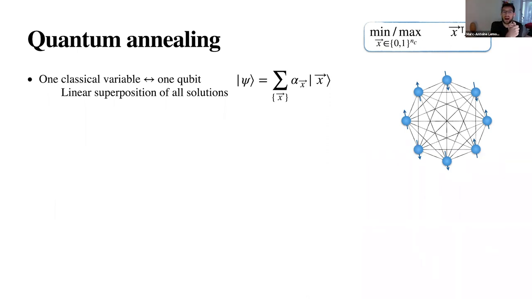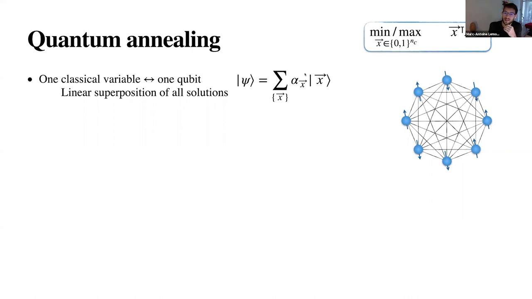So the idea is that in the general approaches, you map every single classical variable on a single qubit. Each classical variable becomes a qubit, and if you do that, your quantum state can be written as a linear superposition of all the possible classical solutions. Here, the n symbol of x represents all the 2 to the nc possible solutions, nc being the number of classical variables.